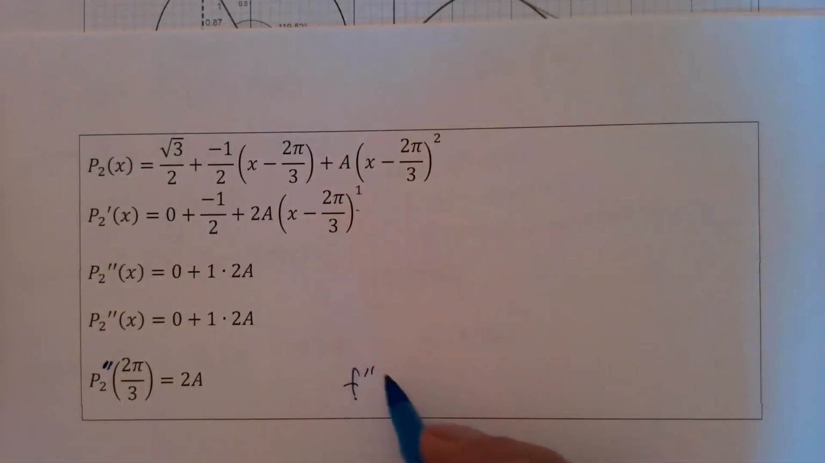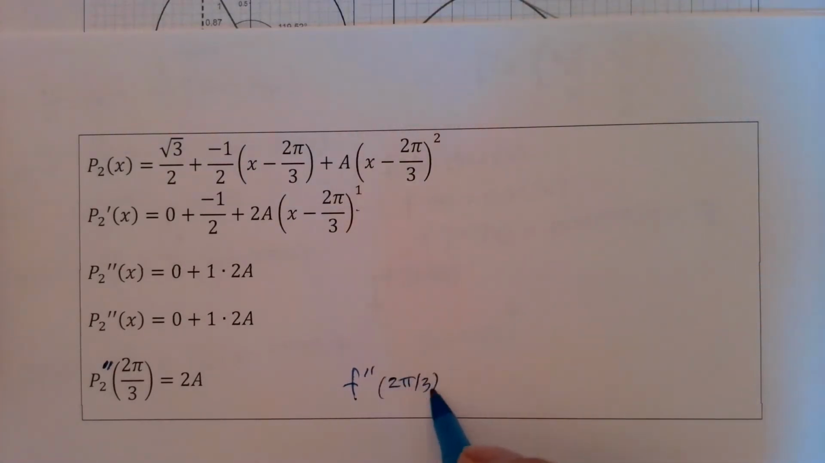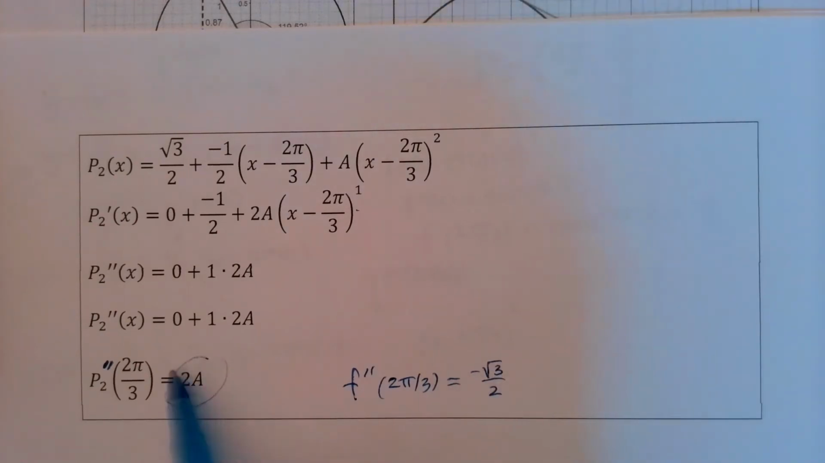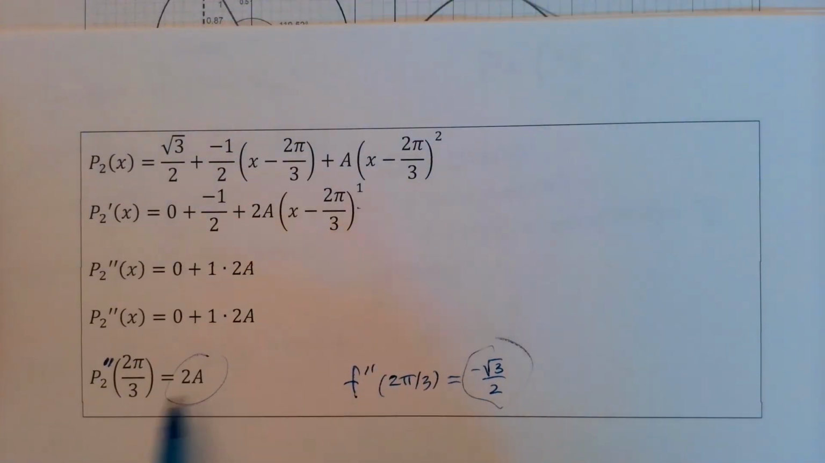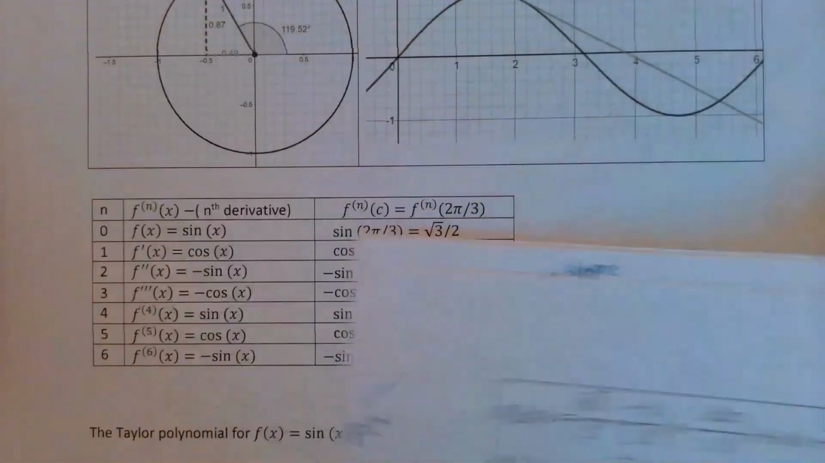So putting all these ideas together, sine's second derivative at 2 pi over 3 is negative root 3 over 2. And I need these two things to be equal. The polynomial and the function have to have the same value of second derivative at 2 pi over 3. Well, if these are equal, then that coefficient a cannot be this, because 2 times that coefficient a is this. And that means to get a, this has to be divided by 2. And that's why I divided by 2.